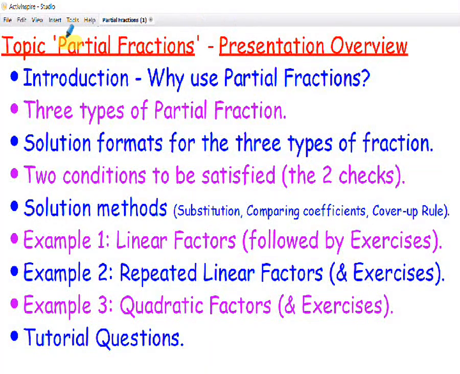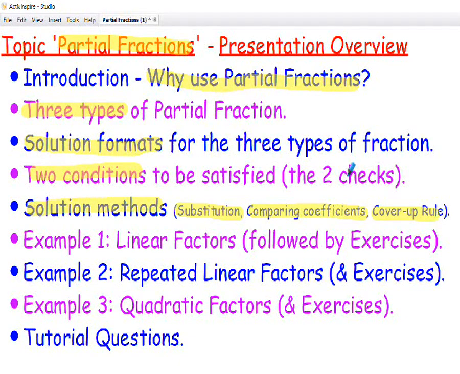Just an overview to the presentation on partial fractions. We're going to consider why we need to use partial fractions, the three types of partial fraction available to us, the solution formats for these types of partial fraction, the two conditions we must check that are satisfied before we commence a problem, and the solution methods we can use. There are three: substitution, comparing coefficients and the Coverup Rule.